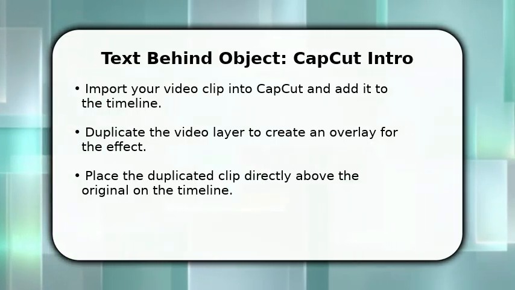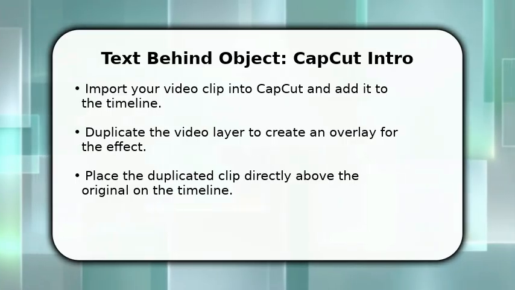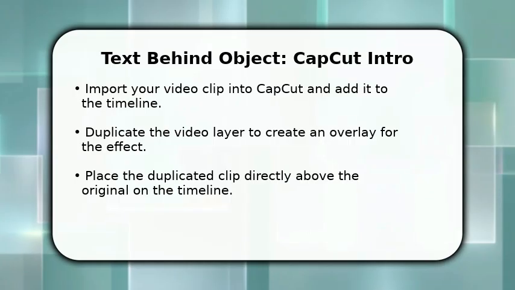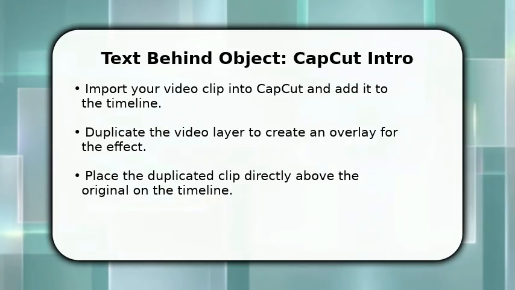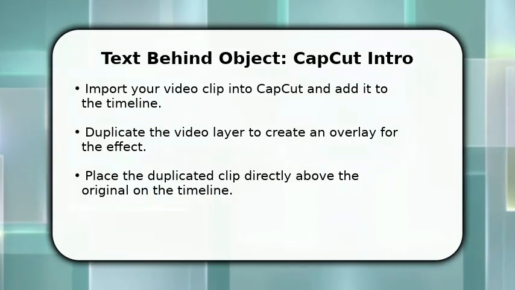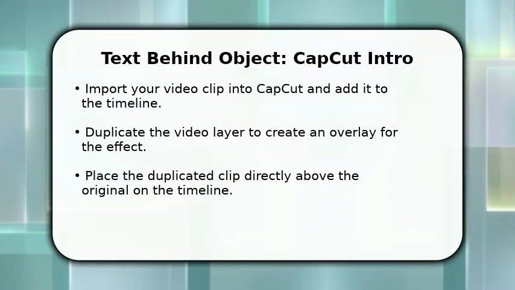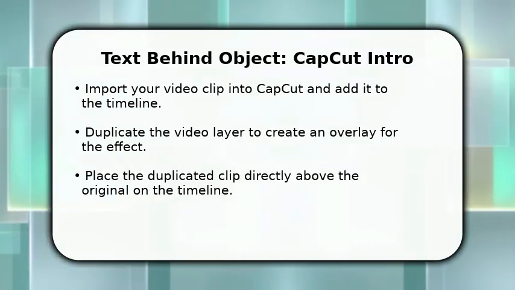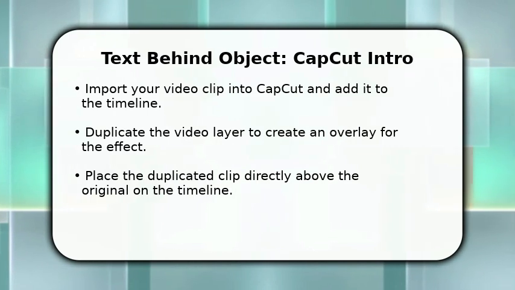Next, select the clip on the timeline and duplicate it. This creates a second, identical video layer. Position this duplicated clip directly above the original on the timeline. This setup is crucial for achieving the desired visual effect, allowing you to manipulate the layers independently.